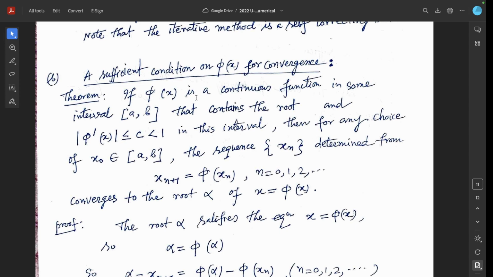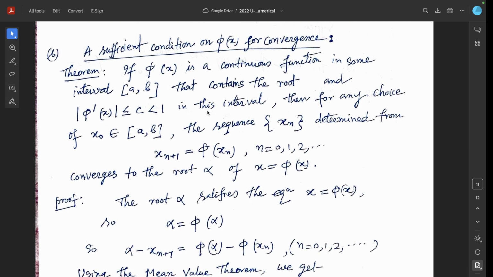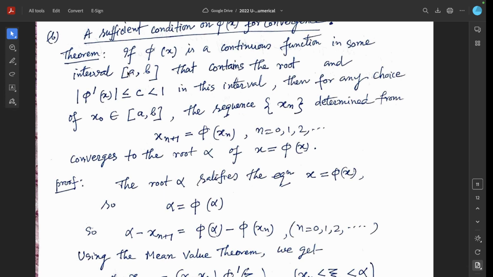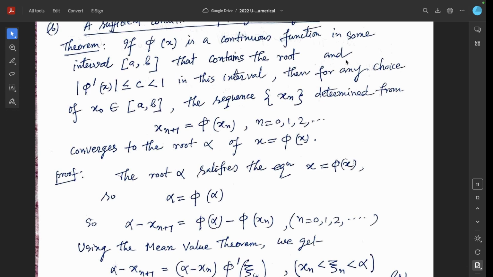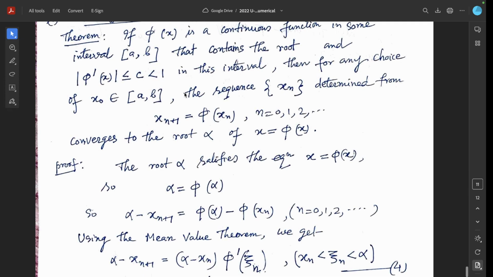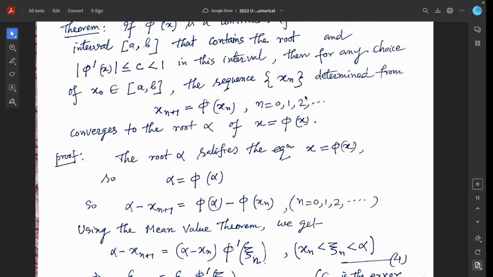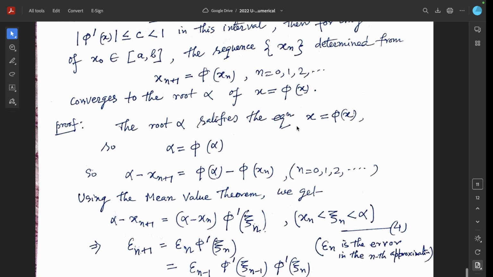Next, question B. The sufficient condition on phi x for convergence. Theorem: if phi x is a continuous function in some closed interval AB that contains the root, and the modulus of phi dash x is less than or equal to c less than 1 in this interval, then for any choice of x0 belonging to the closed interval AB, the sequence x n determined from the iteration x n plus 1 equal to phi x n converges to the root alpha of the equation x equal to phi x.